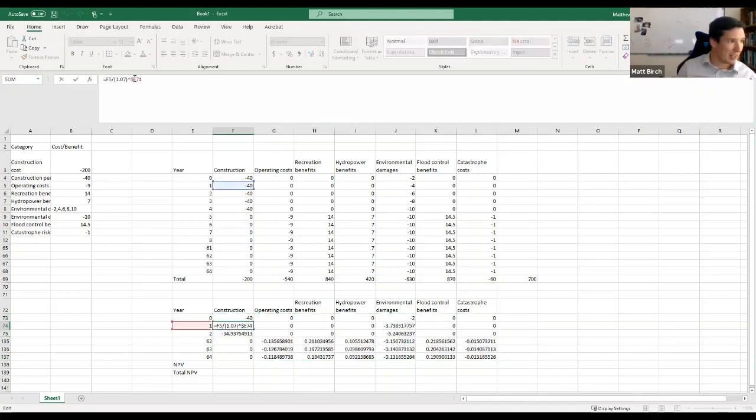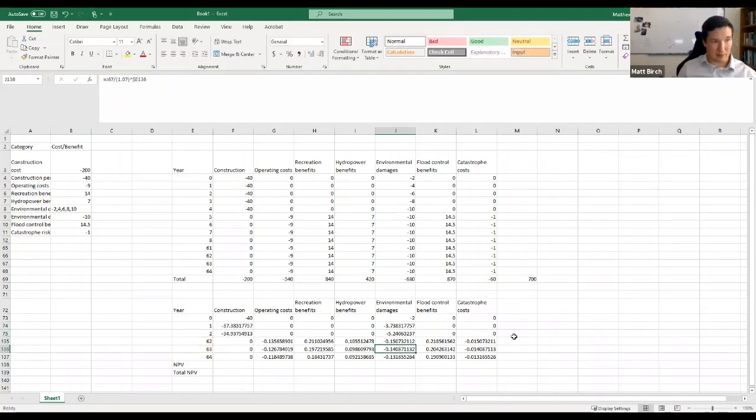By putting the $ on the E, it froze E so that all of these, no matter which column we're in, are tying the discounted value to the year instead of it dragging across for construction or operating costs or whatever. I'm just rambling at this point, guys. It's been a long day.